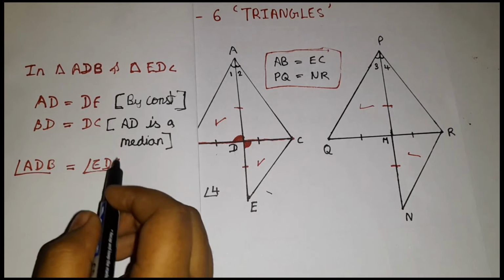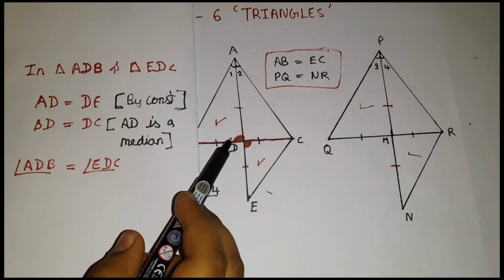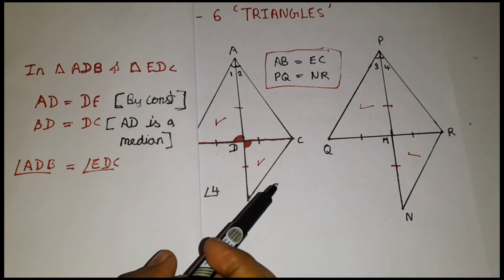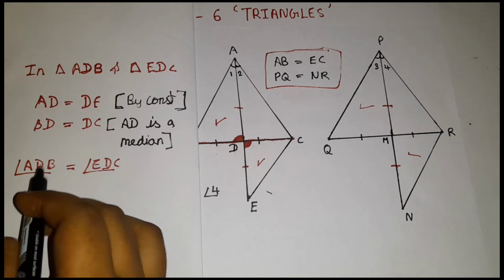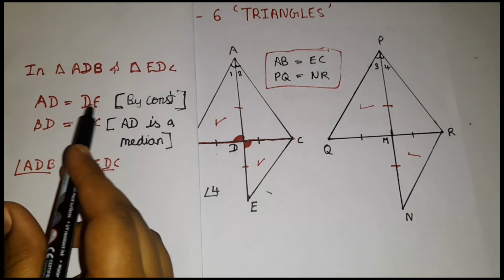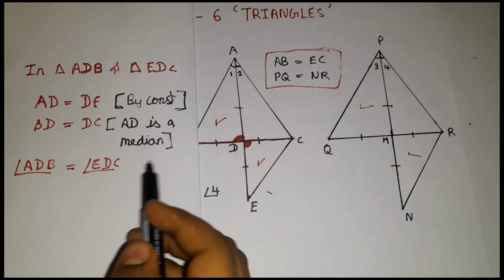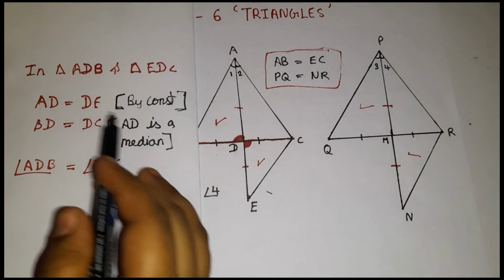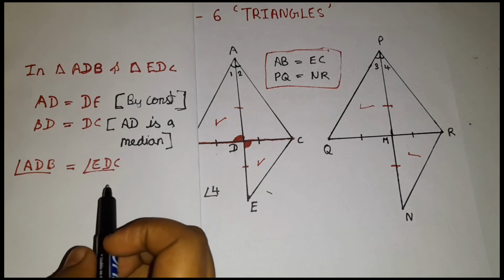I'm sorry guys, in case I told you that it is triangle ADB is equal to triangle EDC, I am literally sorry, that might be a mistake. Please do not ever write triangle ADB is equal to triangle EDC. Why? Because while proving it as congruent or similar, you are not supposed to write triangle in this part. We are supposed to write angle, otherwise we are supposed to write side.